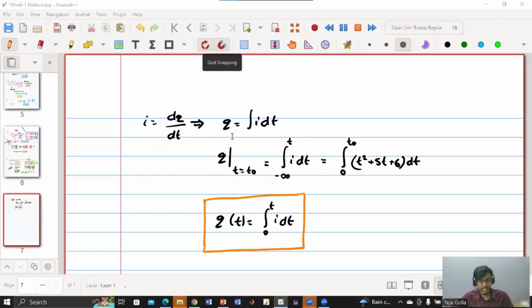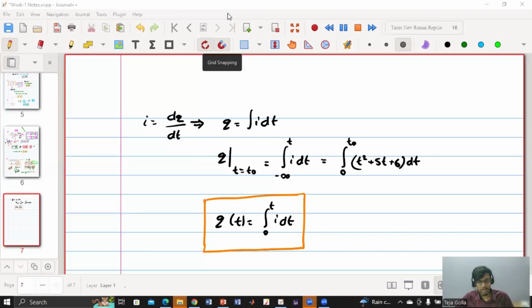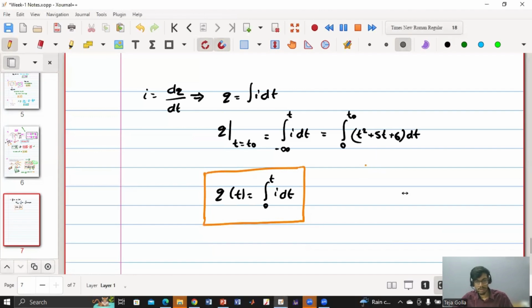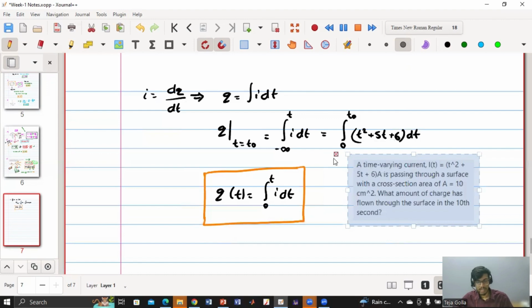So let me just take a screenshot and then keep it here so that people who are unable to see that chat, they can also get. So this is the question that someone has asked, and this is the solution for the same. Okay. So is that clear? I hope it is clear.